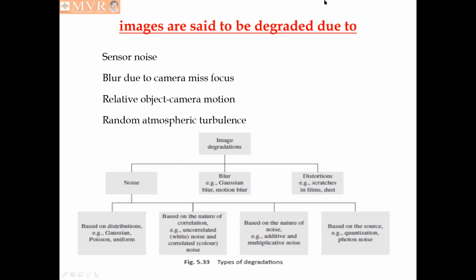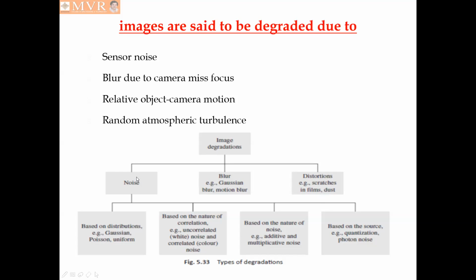At the same time, we have to understand the different types of image degradations. Here, one degradation is noise, and the second one is blur. For example, in blur, we have different types of blurs like Gaussian blur and motion blur. Similarly, distortions sometimes cause degradation. The distortions may be scratches in the film or due to some dust on the film.